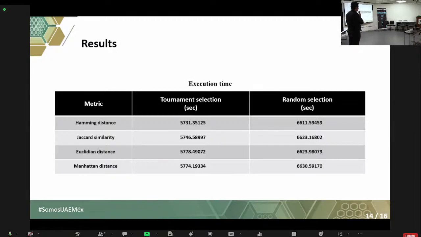In both types of selection, the Hamming distance is better. But tournament selection is faster compared with random selection. However, with tournament selection you lose more diversity compared with random selection.